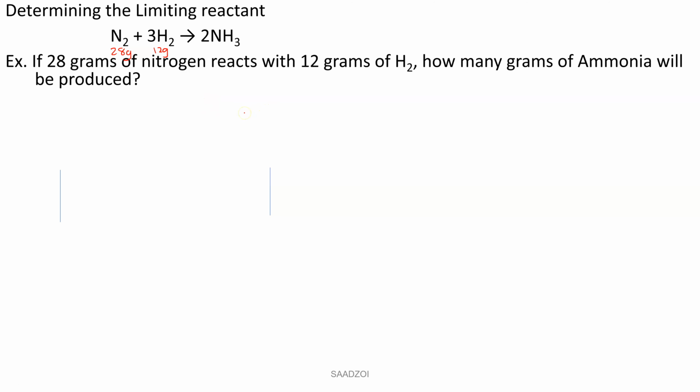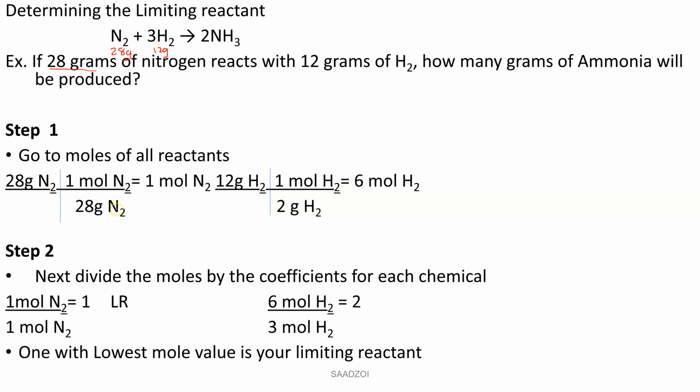So in this situation, step one, you're going to go to moles of all the reactants. So we have two reactants. We're going to take our 28 grams of nitrogen they gave us, divide by the molar mass from the periodic table, right? 14 times 2. And that gives us our molar mass. So now we're going from grams to moles. So there's 1 mole of nitrogen. And then we have 6 moles of hydrogen. Same thing, 12 grams of hydrogen divided by the molar mass in the periodic table. 12 divided by 2 gives you 6 moles.